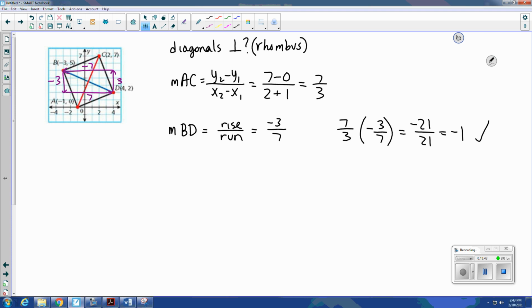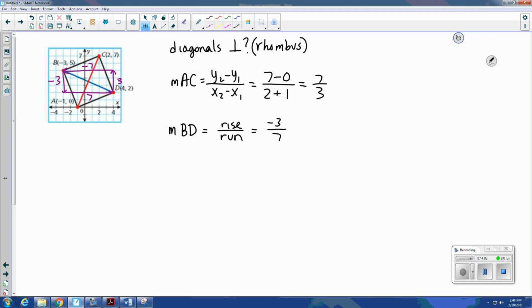The only time this does not hold true is if we have a vertical and horizontal line, because the vertical slope would be undefined. The horizontal slope would be 0. And multiplying those two together would not get you negative 1. But for every other situation, slopes can be identified as perpendicular through multiplying them together and getting negative 1.